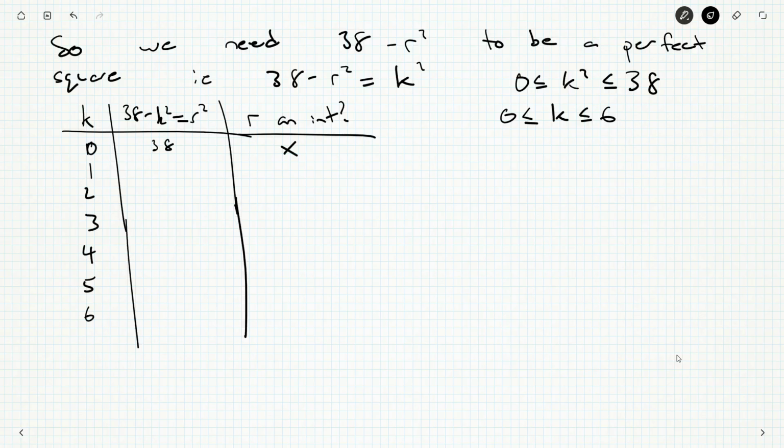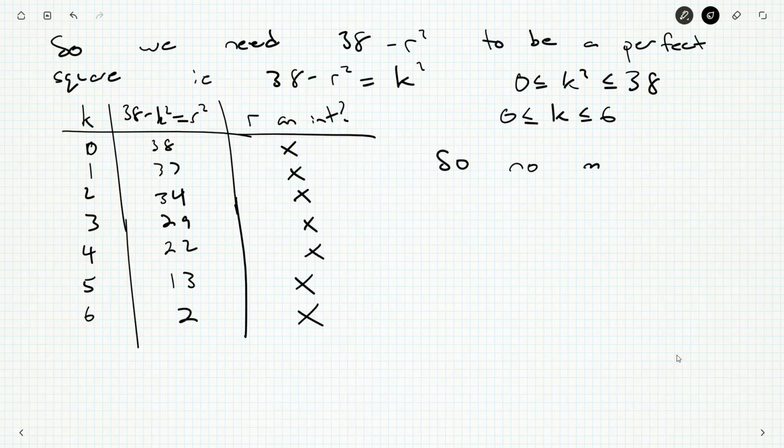Okay, root 38. 38 is not a square. We'll get 37. Nope, that's not a square. 34. No. 29. 38 minus 9 is 29. No. 16. So that'll be 38 minus 16, that's 22. No. How about 25? No, that's 13. And finally 2. No, it's not going to work out. So no matter what k value, we see r is not an integer.